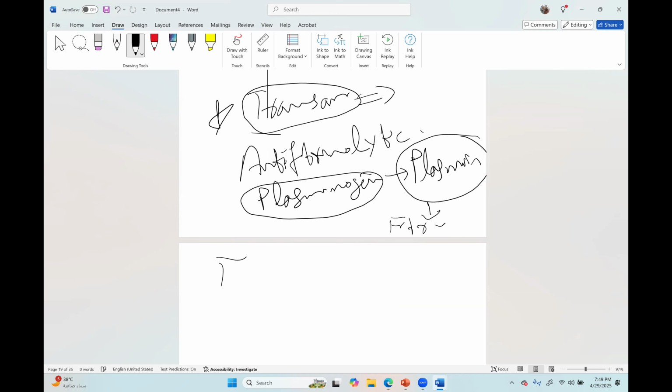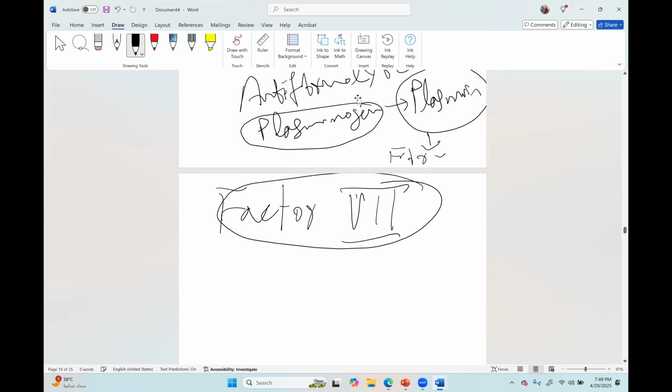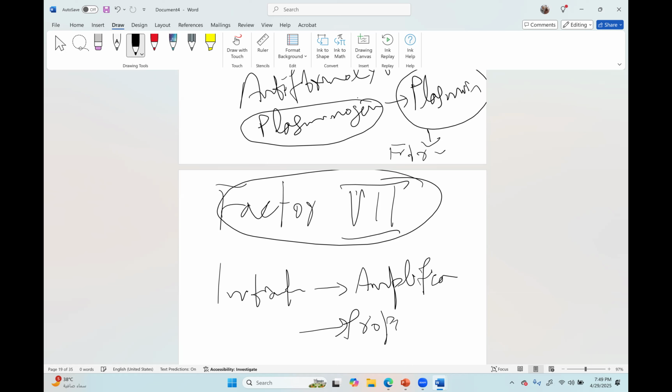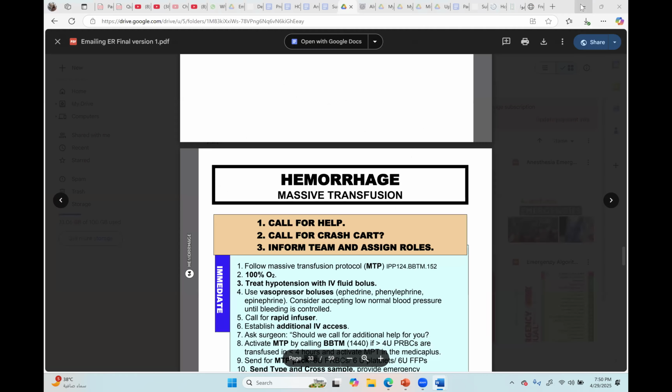And last is factor 7, NovoSeven. On the basis of the cell-based theory, it acts on initiation, amplification, and propagation. So this is like putting fuel to fire.